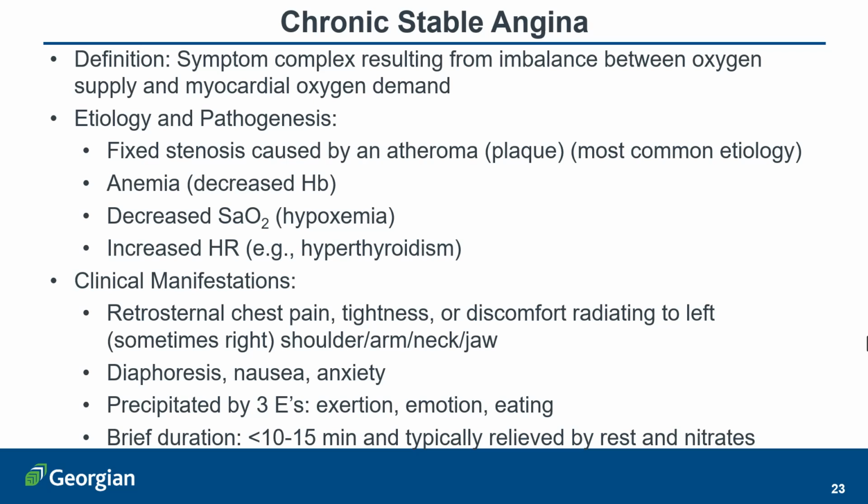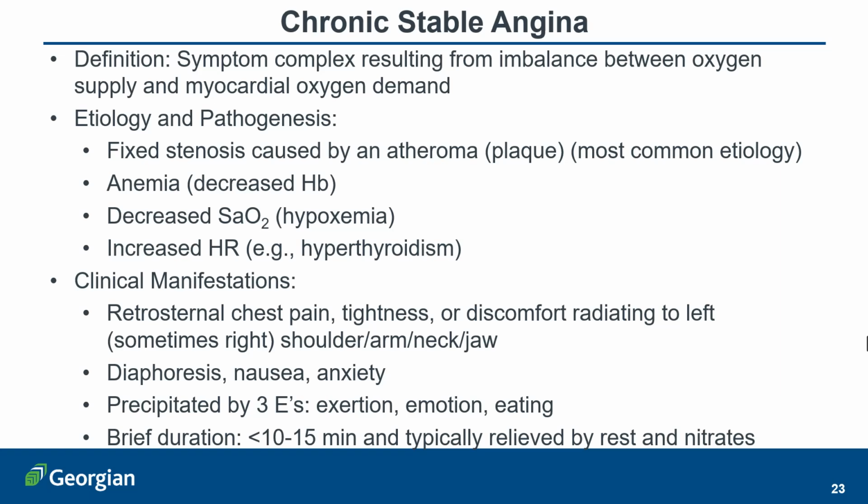So in the case of chronic stable angina, the clinical manifestations are retrosternal, so underneath the sternum, chest pain right over there, tightness and discomfort radiating to the left jawline, left neck, left arm, left shoulder. Sometimes, very rarely, it radiates to the right, but most commonly, by far and away, and really you can ignore the radiation to the right, it radiates to the left arm, left shoulder, left neck, left jaw. That's the phenomenon of referred pain.